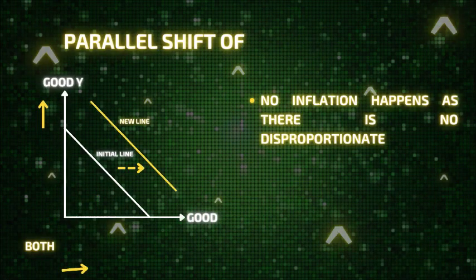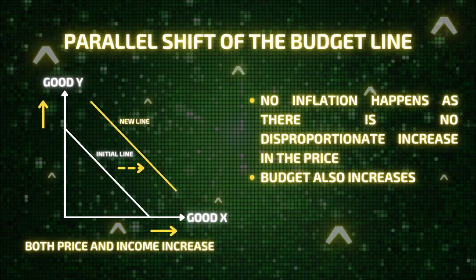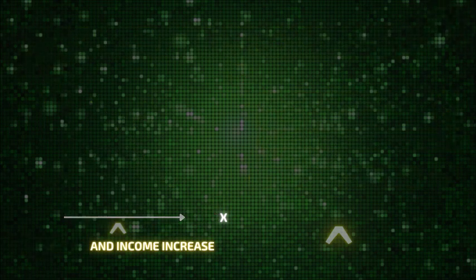When the quantity of both good x and y increases at the same rate, the budget line would shift to the right. This is what's called the parallel shift of the budget line, which means there is no inflation as there is no disproportionate increase in the price, and this also means the budget is increased because of the increase of the triangle area within the region.